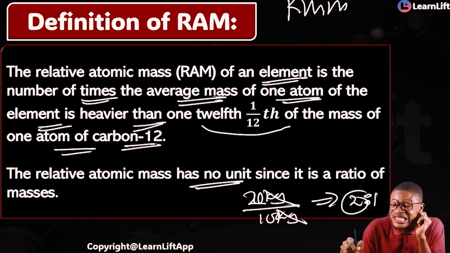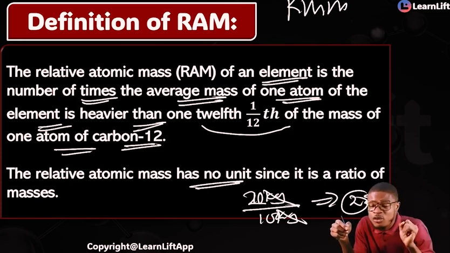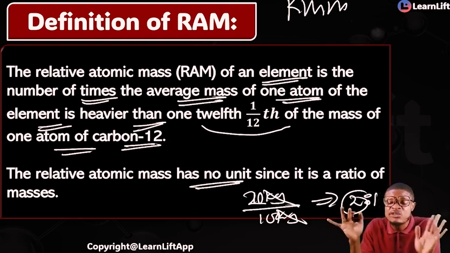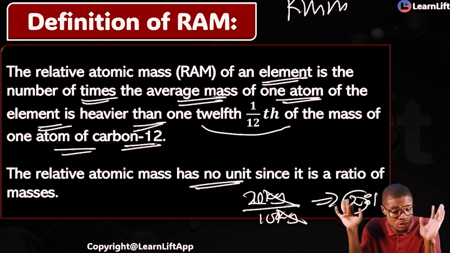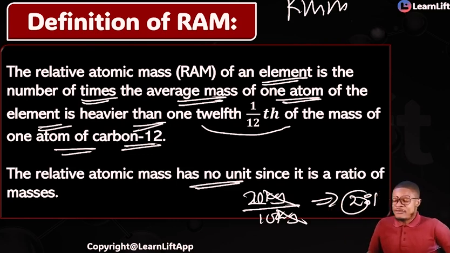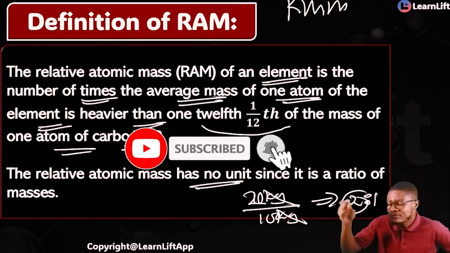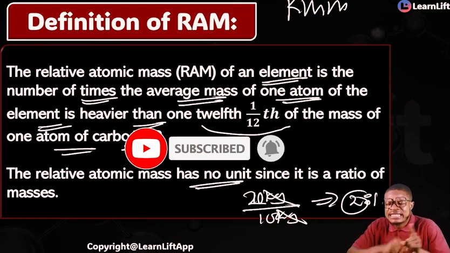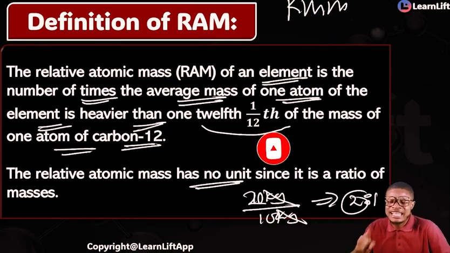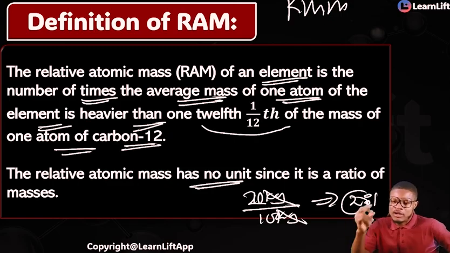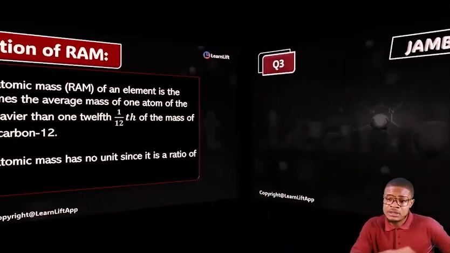Relative atomic mass has no unit because it is the ratio of masses. So the units of their masses will cancel each other. So there's no unit for relative atomic mass. Does it make sense now? For the last time, what is the definition for relative atomic mass? Because WAEC and JAMB will never forgive you if you miss it. It is the number of times the average mass of one atom of an element is heavier than 1/12 of the mass of one atom of carbon-12.